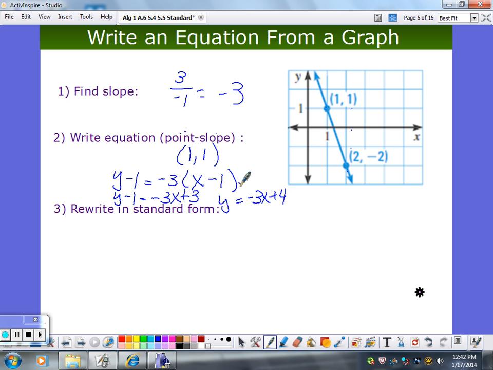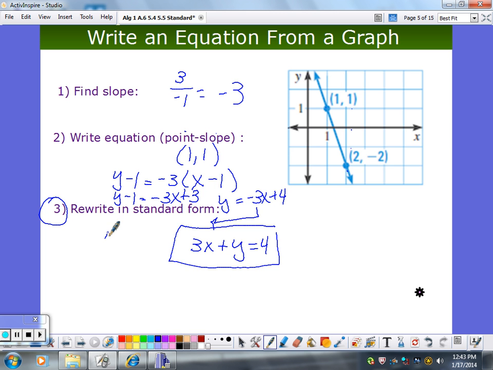Okay, this is nothing new, right? We did this. Here's the new piece. How do you rewrite this in standard form? You add 3 and move that guy over. And now I'm in standard form. Oh, so standard form is just moving the x over? Just move the x over, you got it.